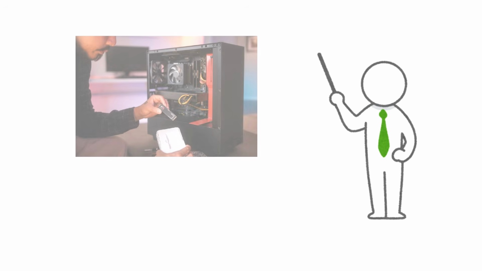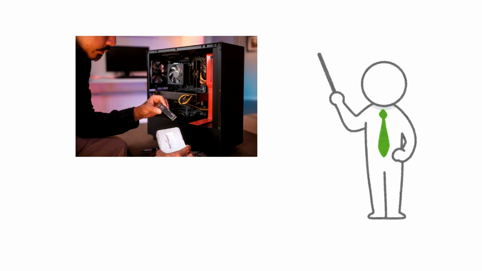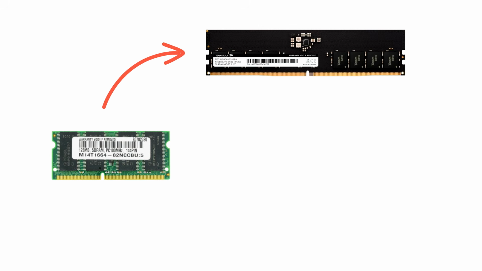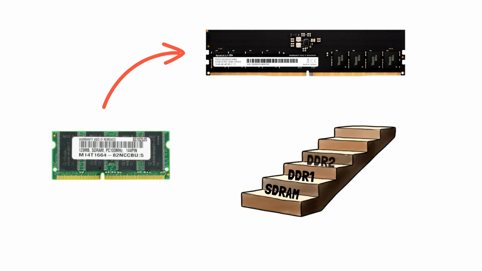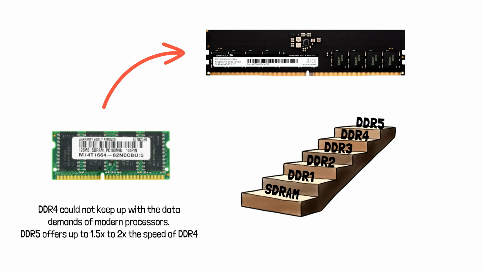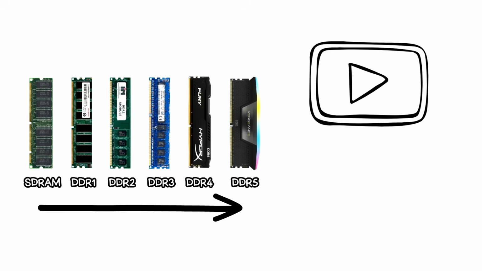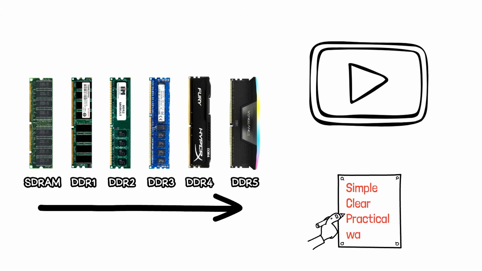When people talk about upgrading a PC, one of the first things that comes up is RAM. But RAM didn't just magically jump from a few megabytes to the ultra-fast DDR5 we have today. It evolved step by step, with each generation solving real problems from the one before it. So in this video, we're going to walk through the full evolution of computer RAM, starting from SDRAM all the way to DDR5 in a simple, clear, and practical way.